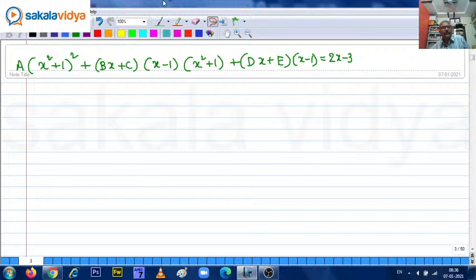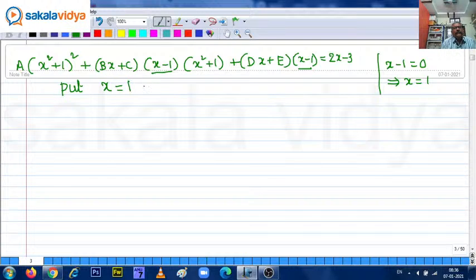Okay, so now here see, first here we have x minus 1 factor and x minus 1 factor. So if you suppress x minus 1, that means x minus 1 is equated to 0. You get x is equal to 1. That means put x is equal to 1.